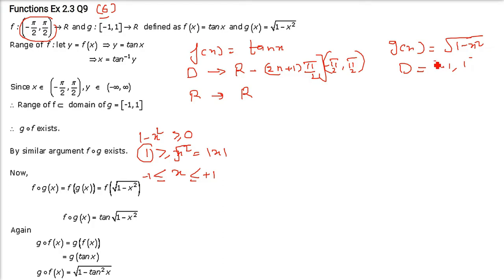And what is the range? Now when you put negative 1 and 1, you are going to get 0. So this is the minimum value. And what is the maximum value? When x is 0, you get 1. When x is 1 or negative 1, you get 0. So 0 to 1 is the range.